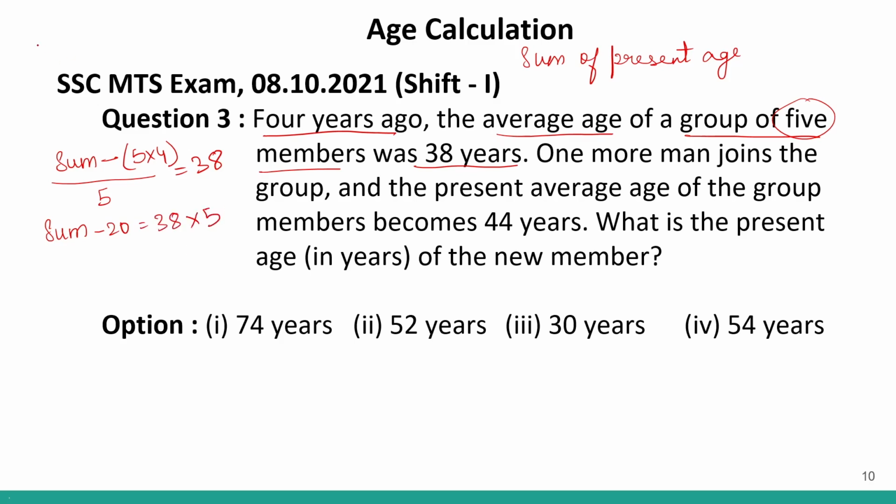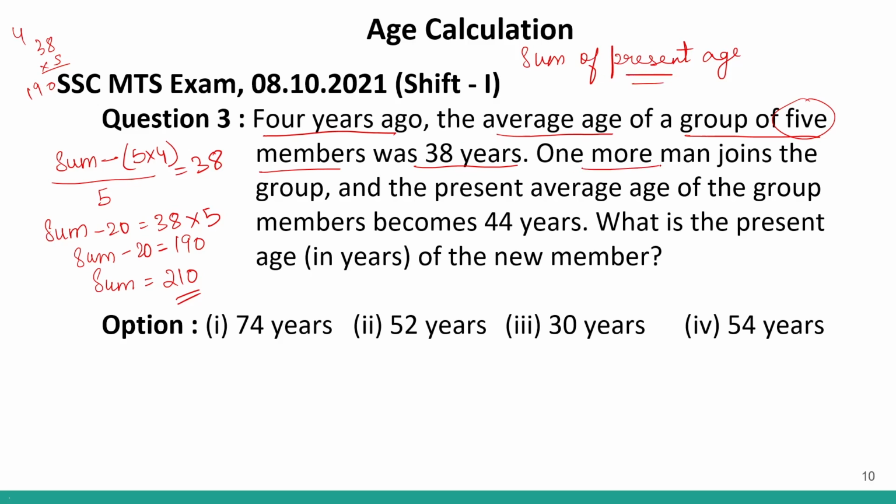38 into 5: 5 into 8 is 40, 5 into 3 is 15 plus 4, 19. So, it will be 190. Correct? So, sum minus 20 equals 190. So, what will be the sum of the present ages? It will be 190 plus 20, that is 210. This is the sum of present age.